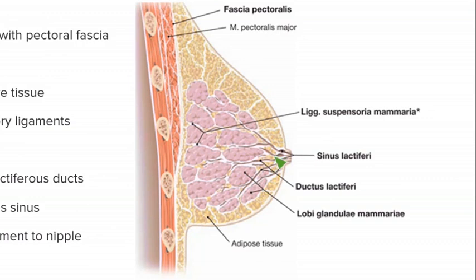And as they make their way toward the nipple, you'll see that there's a dilatation here. That dilatation is the lactiferous sinus, and then for a short distance thereafter to the surface of the nipple, that will narrow again.